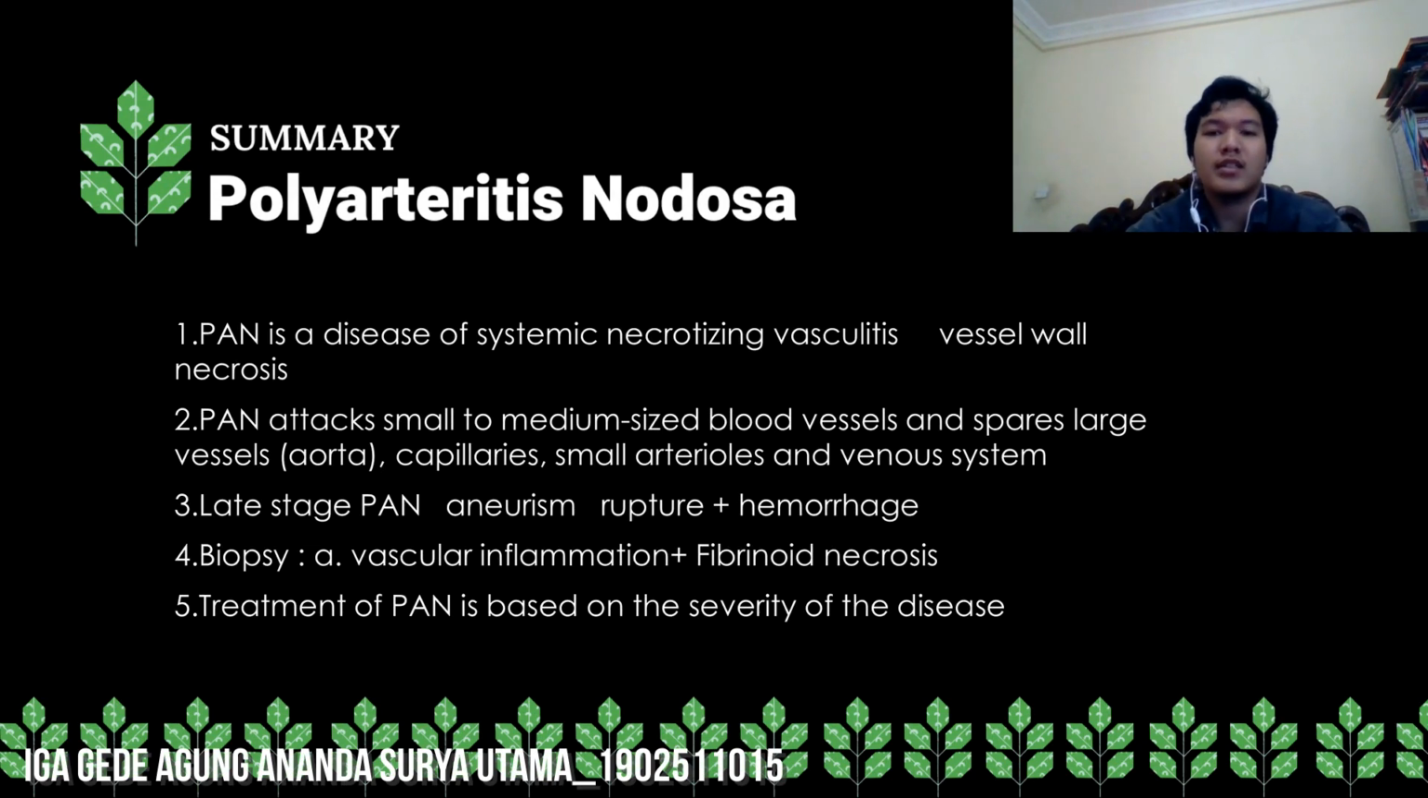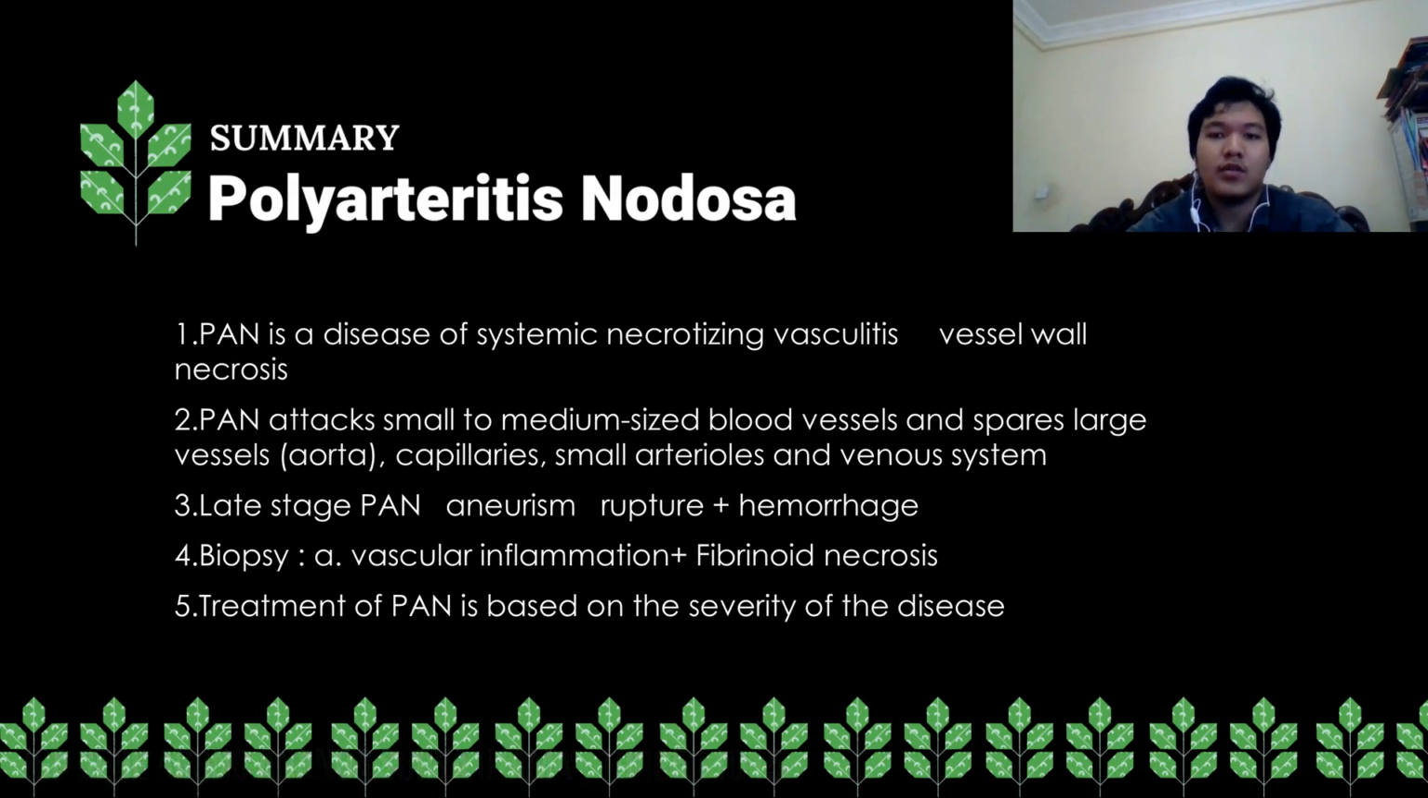Polyarteritis nodosa is a disease of systemic necrotizing vasculitis which results in vessel wall necrosis. Polyarteritis nodosa attacks small to medium-sized blood vessels and spares large vessels like the aorta and capillaries, small arterioles, and venous system. Late-stage polyarteritis nodosa results in aneurysm, which could cause rupture and hemorrhage. It could be detected through biopsy, and the biopsy will show vascular inflammation and fibrinoid necrosis. The treatment for polyarteritis nodosa is based on the severity of the disease.